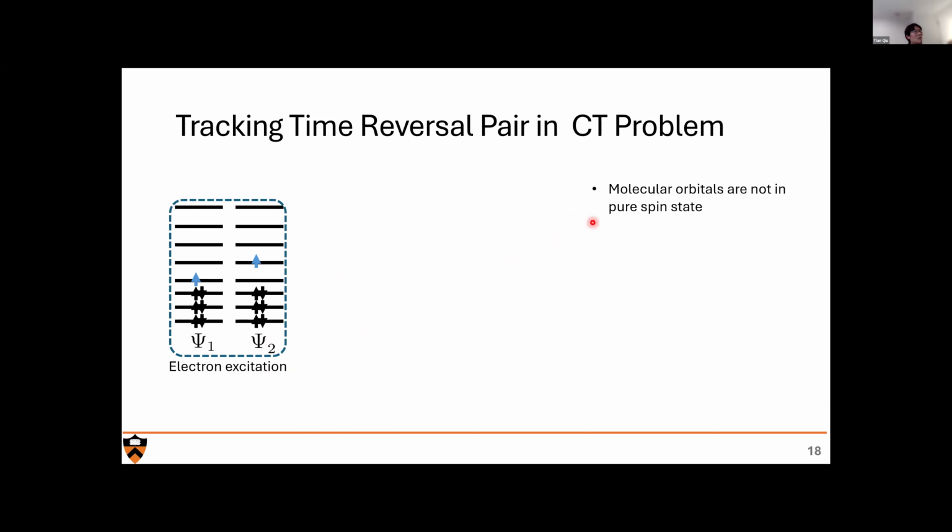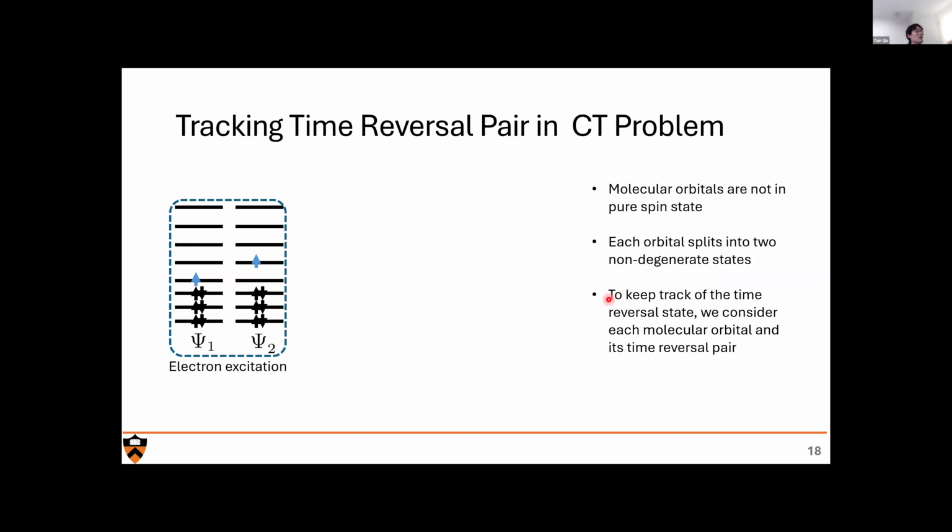Now, the new requirements here would be that, because of the SOC, the molecular orbitals are no longer in a pure state, and because the molecules are moving, each orbital would split into two non-degenerate states. This also means that we need to track both the orbitals and their time-reversal pairs. And to keep track of the Kramers degenerate pairs, we also have to keep track of not only the two charge transfer states, but also their time-reversal electronic configuration states.